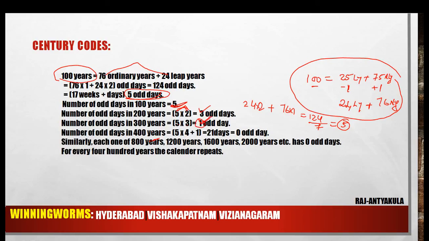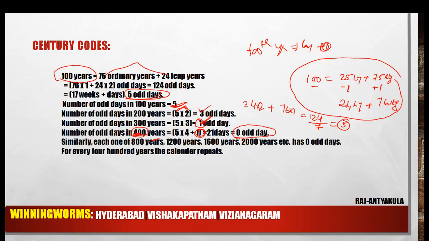Look at here carefully. For 400 years, 5 into 4, 20. But here the 400th year is a leap year. So you get 1 more odd day, because a leap year contains 2 odd days. For that reason, we are adding 1 here. So 5 into 4 plus 1, 21. When 21 is divided by 7, the remainder is 0. It means for 400 years, the number of odd days is 0.